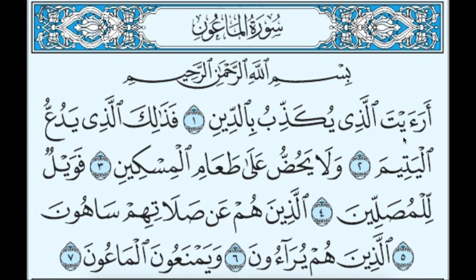You saw this word here, أَرَأَيْتَ, have you seen? It's the same root. Ra and Hamza. Okay? Here, يُرَاءُونَ. They want to be seen. They're showing off. What is riya in Islam? How do we define riya?